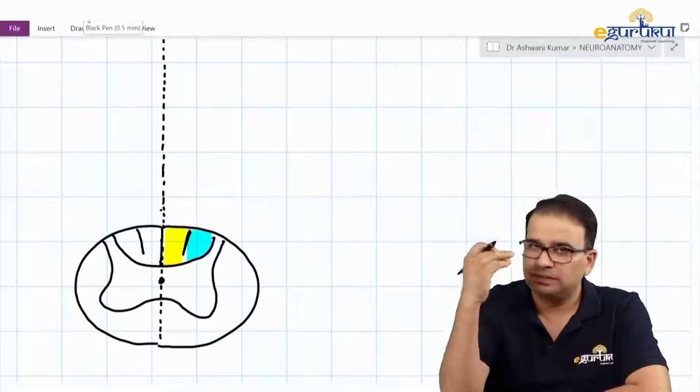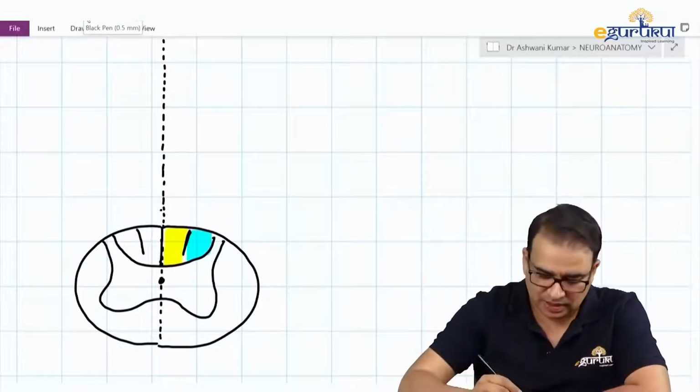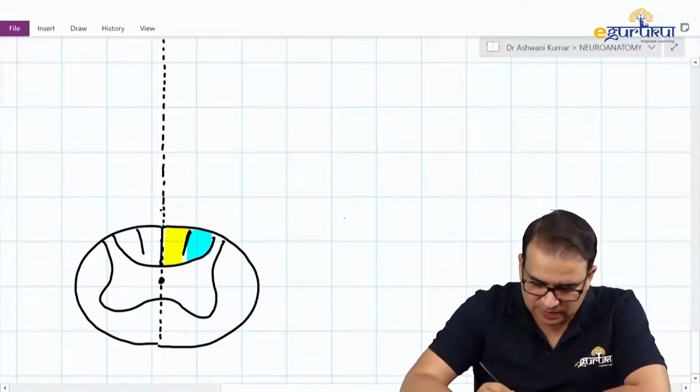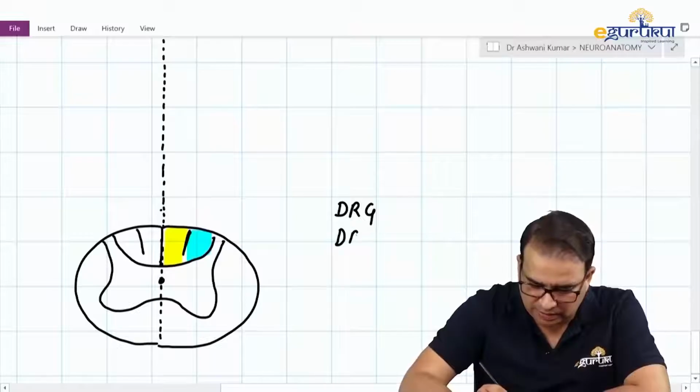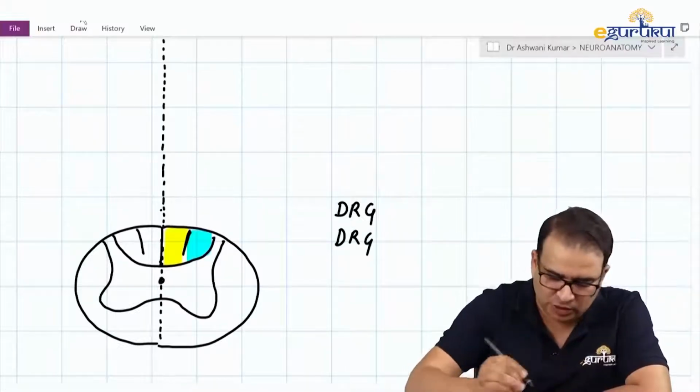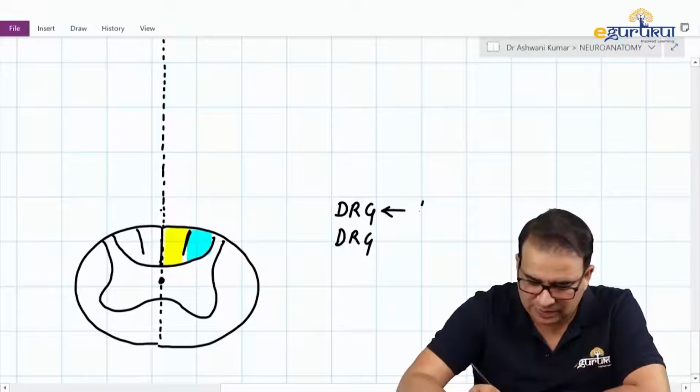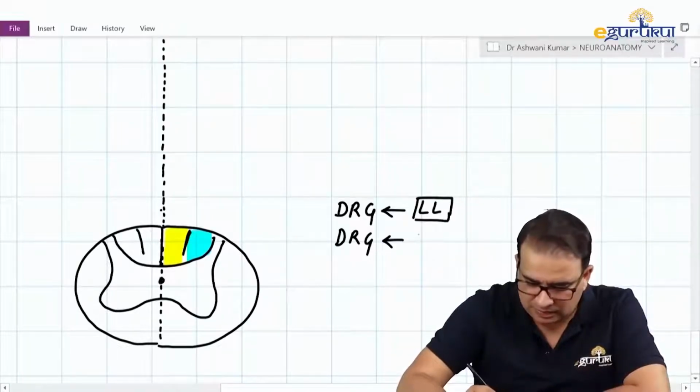The first order neuron, same story, dorsal root ganglia. So DRG, the dorsal root ganglia, I'm writing it twice because some are coming from the lower limb and some from the upper limb. Now let's say these are the fibers coming from the lower limb, lower limb dorsal root ganglia, and there's an upper limb dorsal root ganglia.